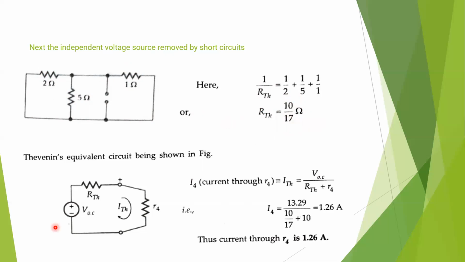Now finally, we are drawing the Thevenin's equivalent circuit where VOC is in series with RTH and RL, and we'll get the value of IL, that is 1.26 ampere.